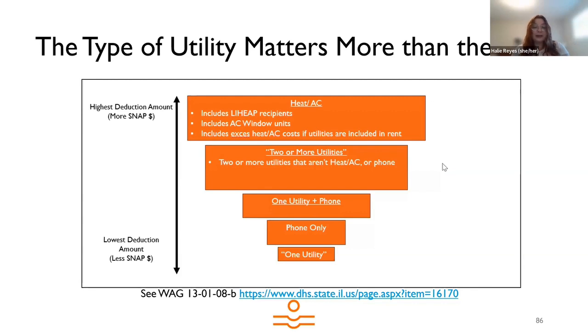The next one is going to be 2 or more utilities. These are people who have 2 or more utilities that aren't heat or AC or phone. They'll receive a slightly smaller deduction. If someone only has 1 utility or phone, that's the next amount. And then even less than that is if they only pay for a phone. And then the lowest amount is if they only receive 1 utility.